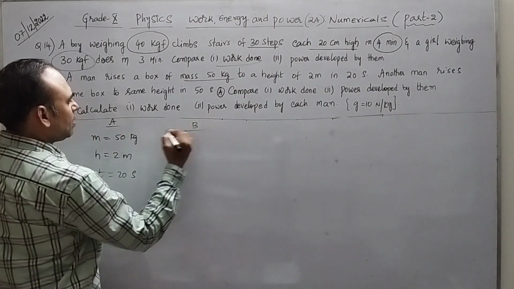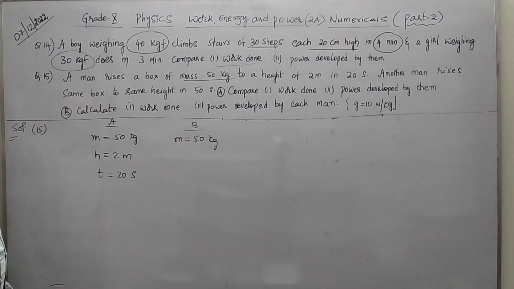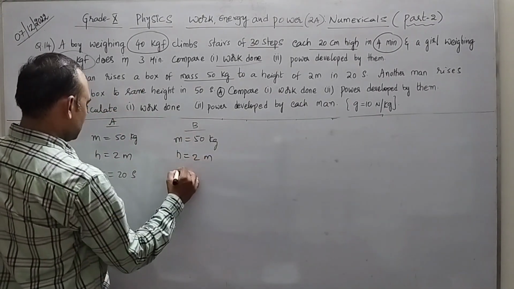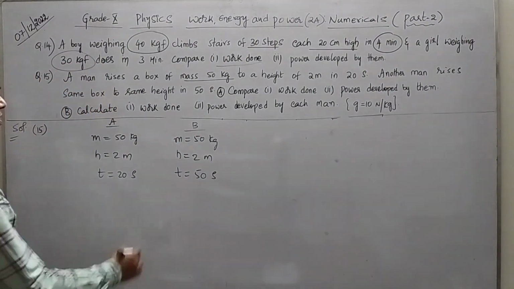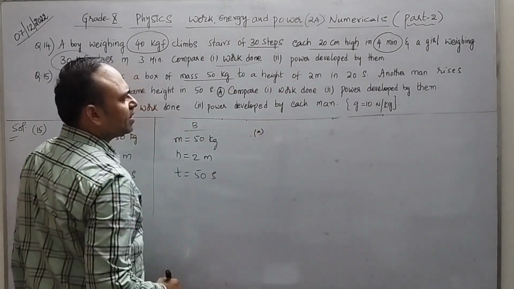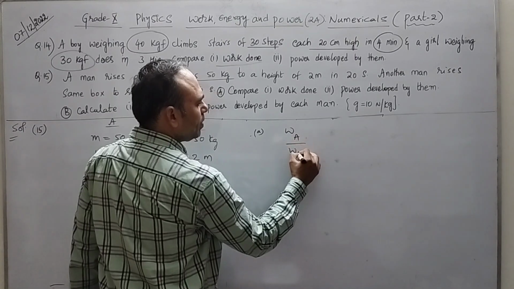Now the second man, the same mass of the box, 50 kg. He is raising it to the same height, so it is nothing but 2 meters. But the only thing is the time is 50 seconds. So they are asking in question A, let us take A, the work done. Let us take WA by WB.